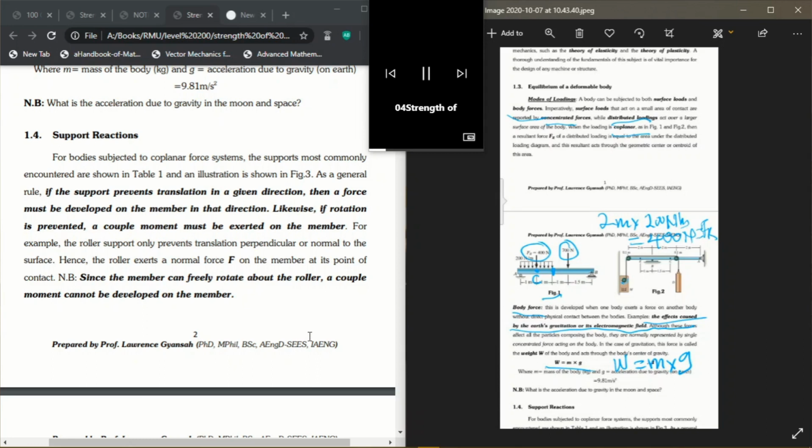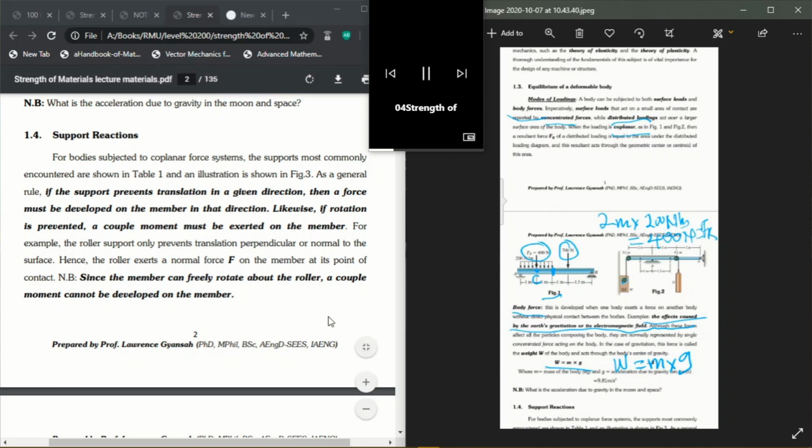A couple, a moment, and so on. So we have to understand what support system is. In support reactions, if the support prevents translation in the given direction, then a force must be developed on the member in that direction. It's very important. But if it restricts rotation, then a couple moment must be exerted on the member, as I earlier said.